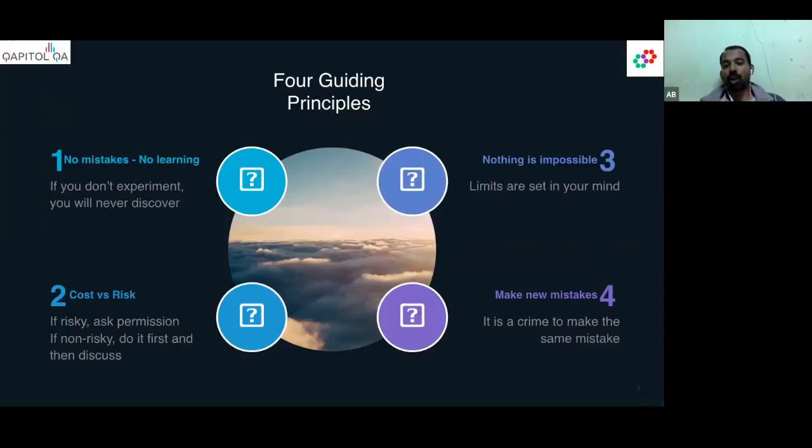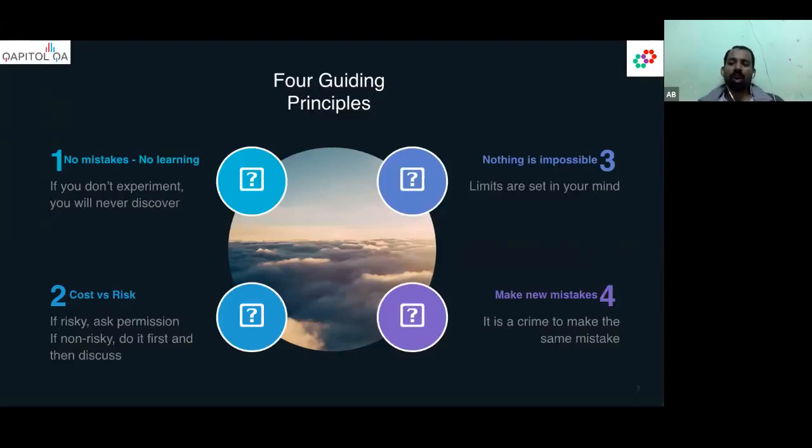If you are not sure whether the risk or the cost of the mistake is very high or too low, if you are not able to categorize it, ask permission. If you for sure know that this mistake is not so costly, or this mistake will not cost us so much, this mistake is not so risky, then I'm saying, okay, go ahead and try. But if you are not sure, take permission.